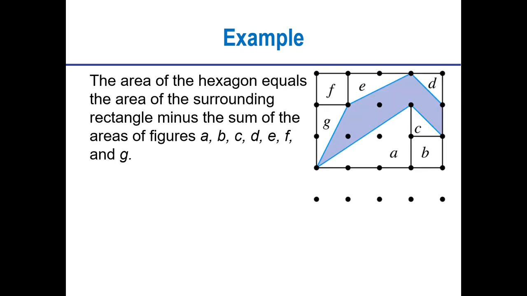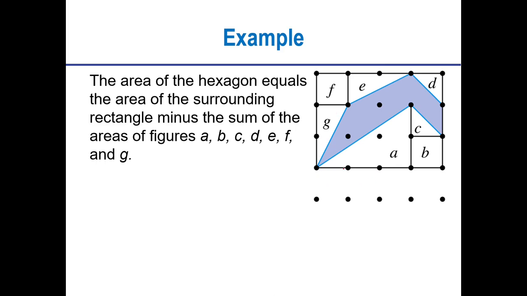The area of the hexagon equals the area of the surrounding rectangle minus the sum of the figures A, B, C, D, E, F, and G, which we found earlier. We know the area of the hexagon equals the area of the surrounding rectangle minus the sum of the areas of the figures A, B, C, D, E, F, and G, which we broke up earlier.